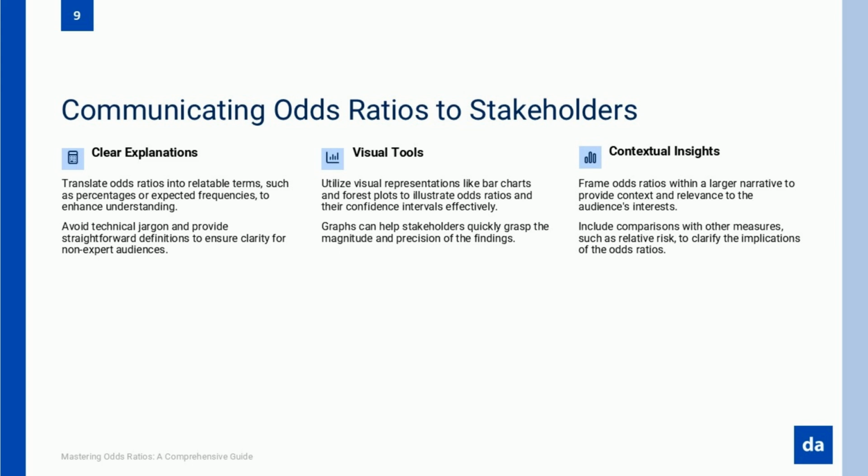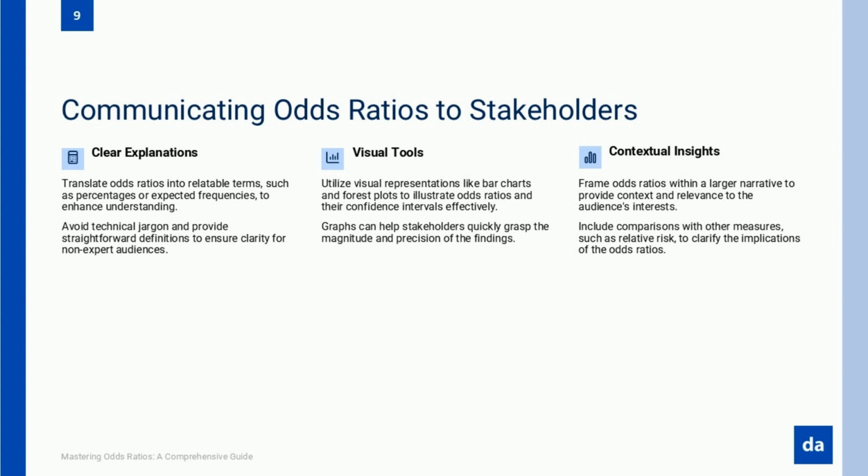When presenting odds ratios, always include measures of uncertainty, such as confidence intervals. These provide crucial information about the precision of your estimates and can help stakeholders understand the reliability of the findings. Explain what the confidence interval means in practical terms and how it affects the interpretation of the odds ratio.